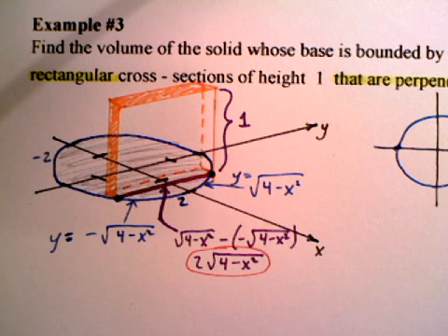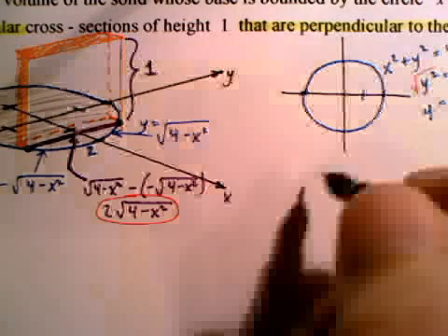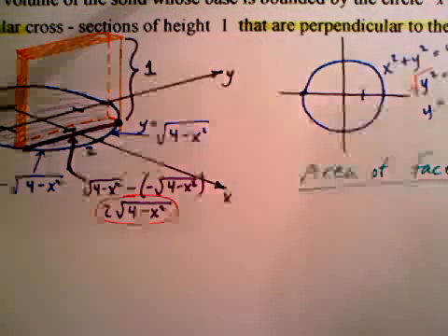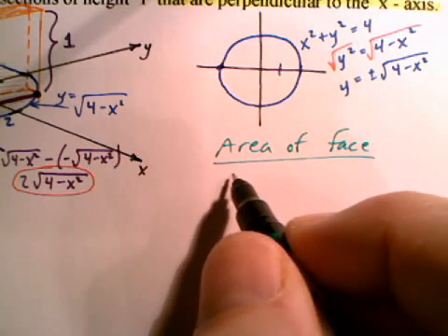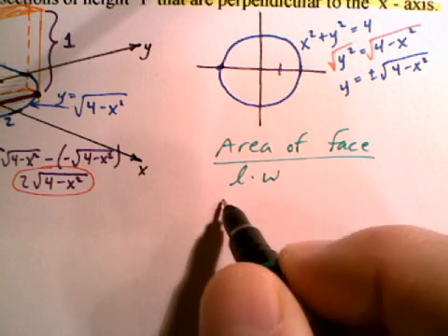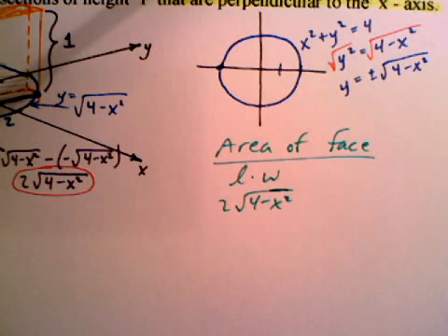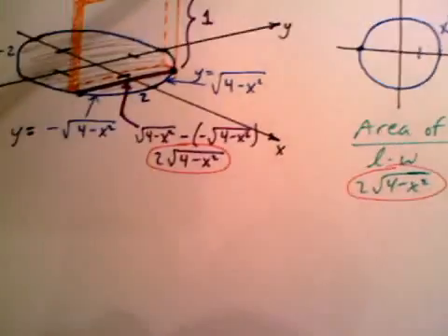Okay, so once we get the length of the base, we then transition to the area of the face. Well, the area of the face is length times width, so that becomes really easy because it's just multiplied by 1. Area of the face, just want to be consistent with what I'm writing down. Length times width, which would be, length would be 2 times the square root of 4 minus x squared multiplied by 1. Okay, so we have the area of the face. Now we're ready to find the volume. Okay, so the total volume, let's go back over here.